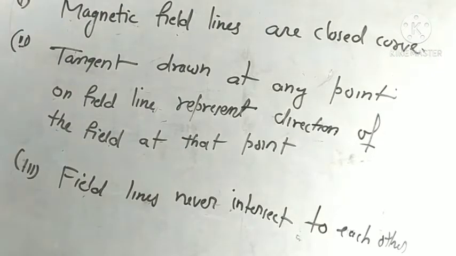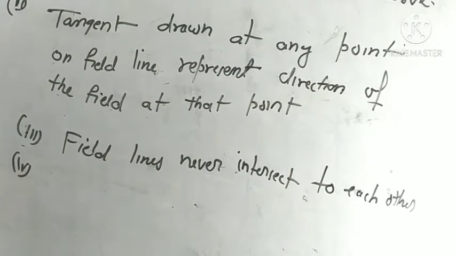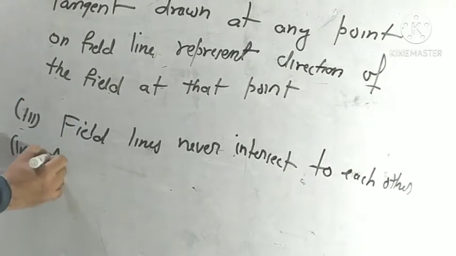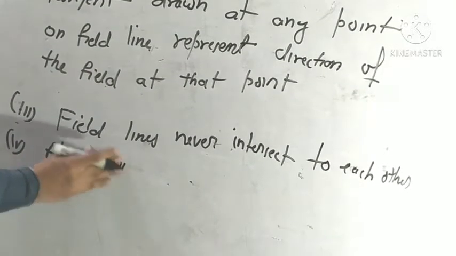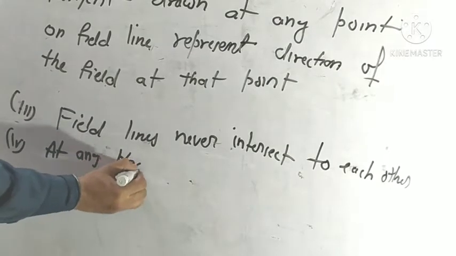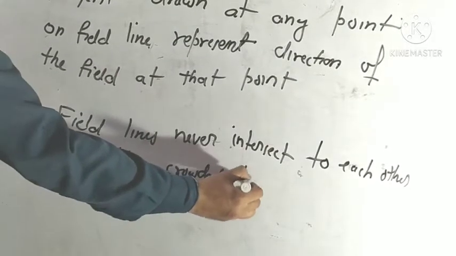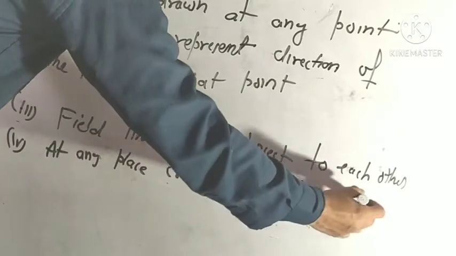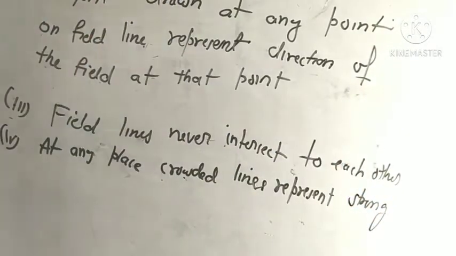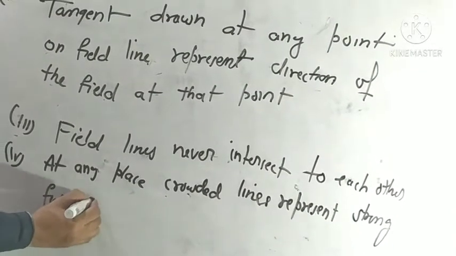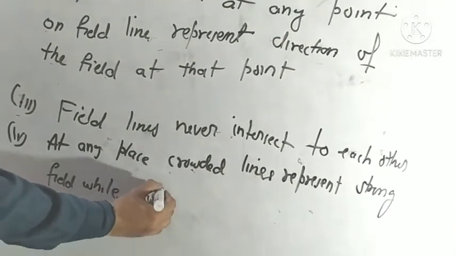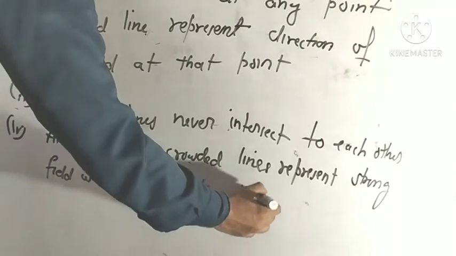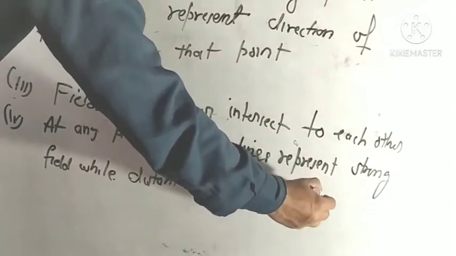intersect each other. The fourth point is that at any place, crowded lines represent a strong field, while distant lines represent a weaker field.